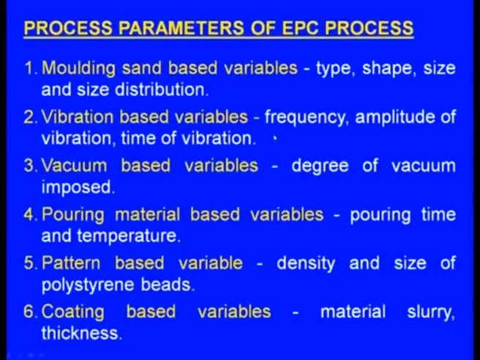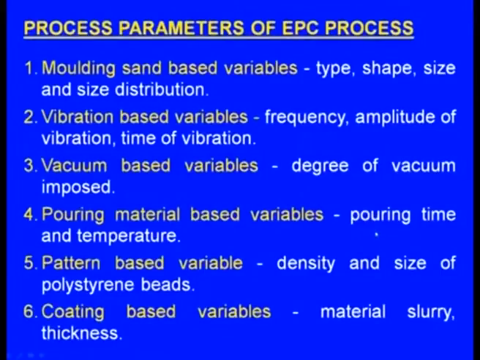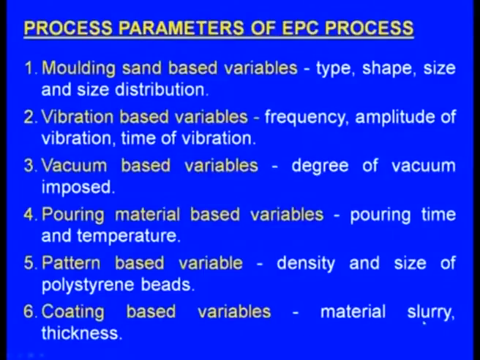based variables. Next one, vacuum based variables: degree of vacuum imposed. That is the only variable under the vacuum based variables. Next one, pouring based variables: pouring time and temperature. Next one, pattern based variables: density and size of the polystyrene beads. Finally, coating based variables: material of the slurry, the thickness and the drying time.